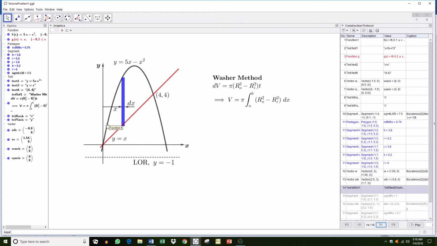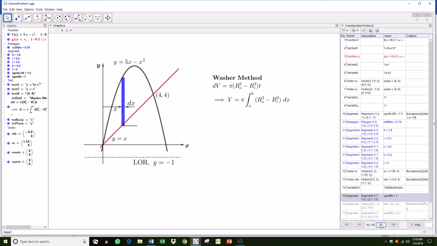So the key is to recognize that since the rectangle is perpendicular to the line of revolution, we have a washer. And immediately the formula for the washer's volume is pi times R_O squared minus R_I squared times t. And now, what are R_O and R_I? If we identify that, we are in business. R sub I is the distance from the line of revolution to the closest point on the rectangle. So that's why I drew this line segment, because this is R sub I.